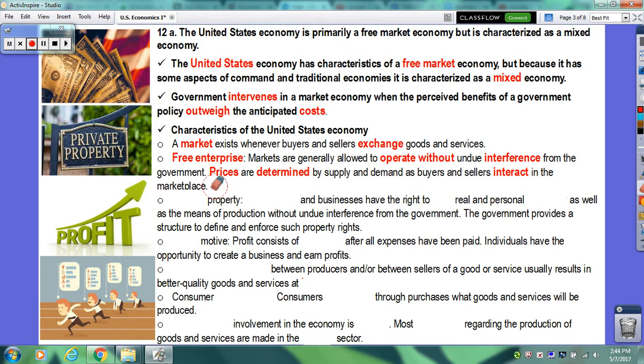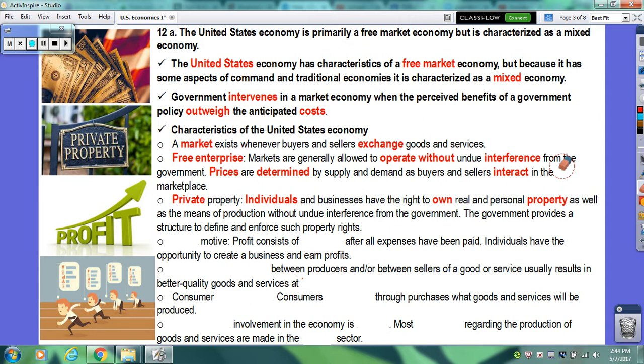So the next point here is going to be private property. Individuals and businesses have the right to own real and personal property as well. When we're talking about real property, we're talking about real estate. So homes, any kind of land that you would have to build a home or have a farm, or some people just have land because they plan for some future use. So that's what I mean by real and personal.